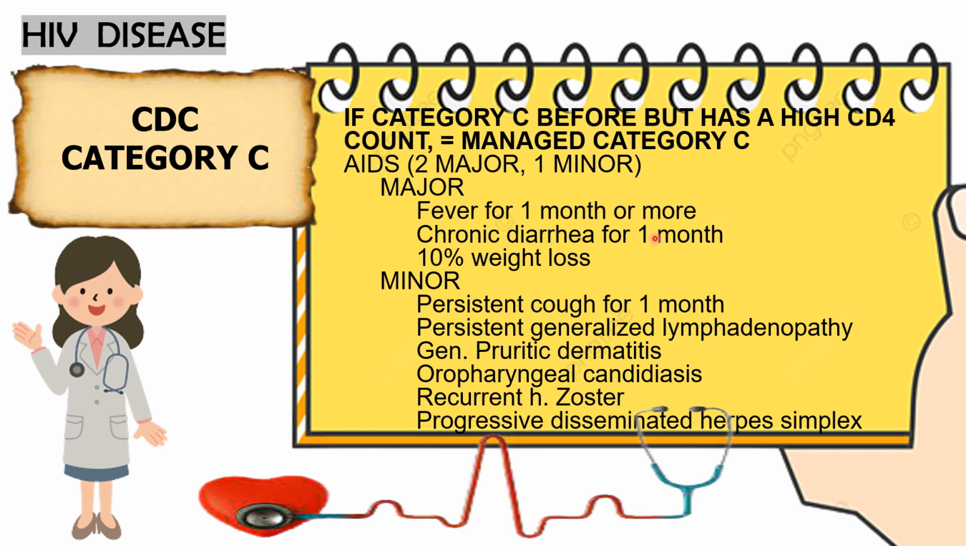So any two major signs and symptoms and one minor sign and symptom, this can be considered a CDC category C.